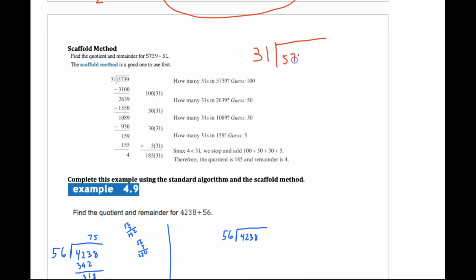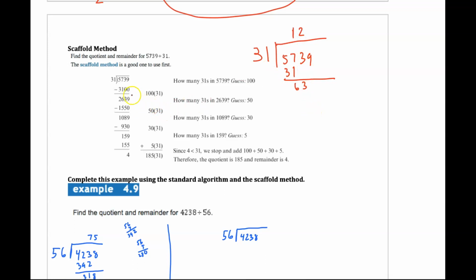How many times does 31 go into 57? That one we can do, it's one time, but it's not always easy to do. You end up with the 6 and 3. How many times does 31 go into 63? I think that's 2, right? So that works. That's what you were doing.